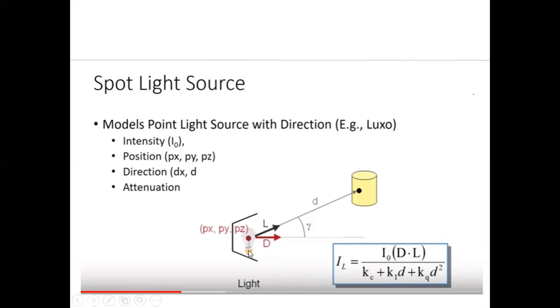That means we are focusing on whichever direction we want. So we have the intensity, the position, the direction, and the attenuation factors. The intensity of the bulb, I naught, is taken as the product of the distance and the incident light, with the direction. So L and D we are taking: D into L divided by the attenuation factor, Kc plus K1D plus Kq D square.